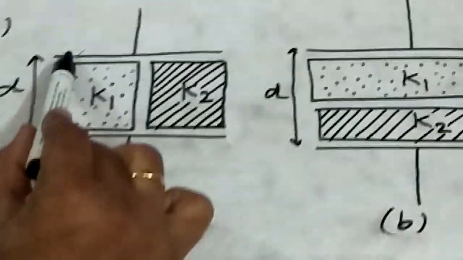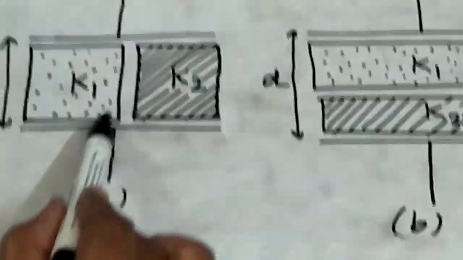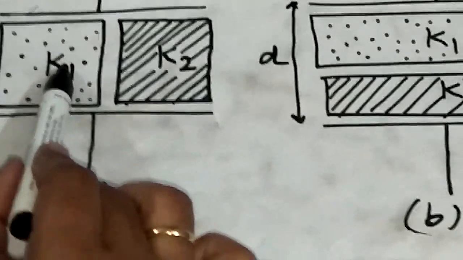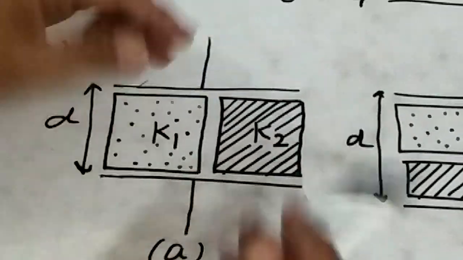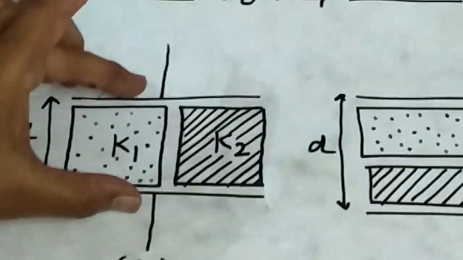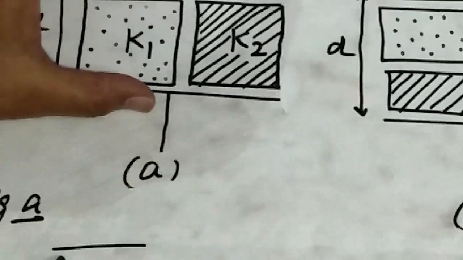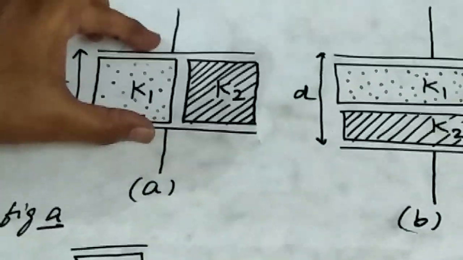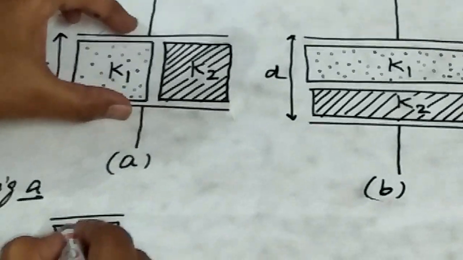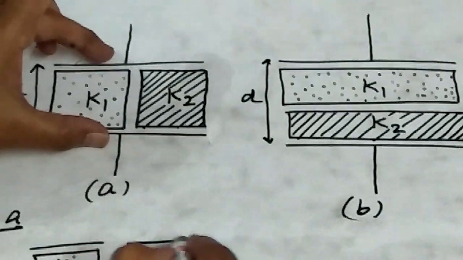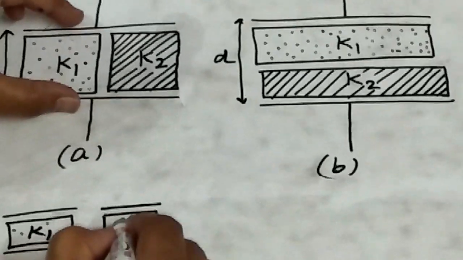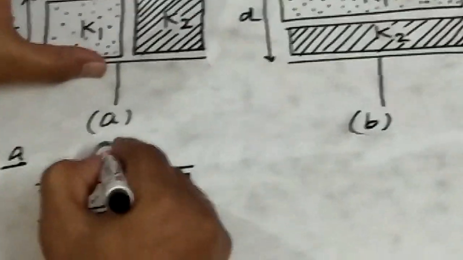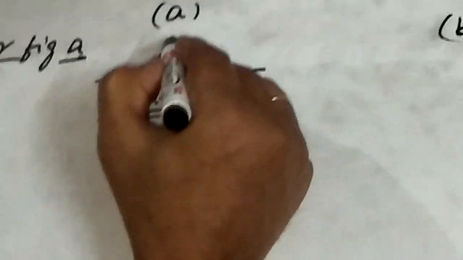In this case, in half of the area a dielectric slab of constant K1 is inserted, but the separation between the plates remains D. So this forms one capacitor with this dielectric slab K1, and this one is another capacitor with a dielectric slab of dielectric constant K2. And now these two are connected between these two points in parallel.